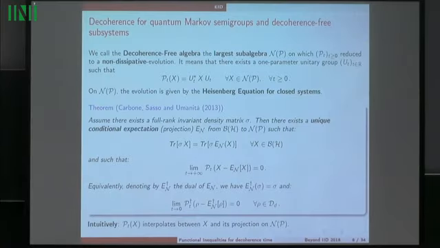Okay, so it's convenient to prove this result in the Heisenberg picture because we have all the tools coming from operator algebra theory. But once we have proved it, we can also state it in the Schrödinger picture, and it's exactly the same. You can define the dual of the conditional expectation E_N, and you have the same kind of convergence. Intuitively, PT of x interpolates between x and its projection on the decoherence-free algebra.